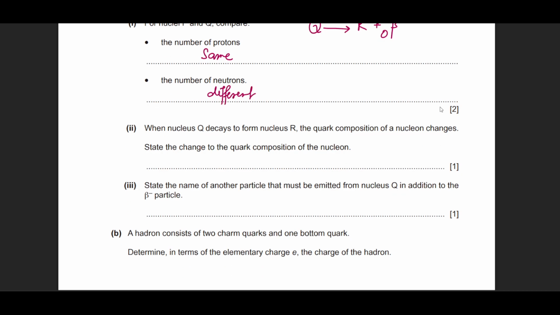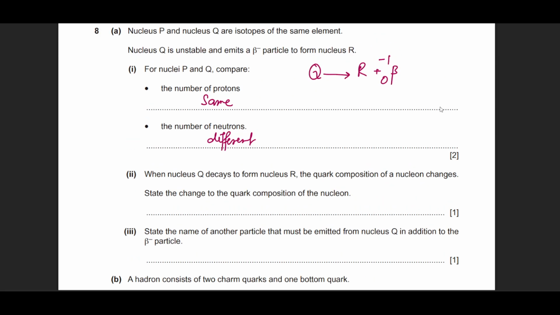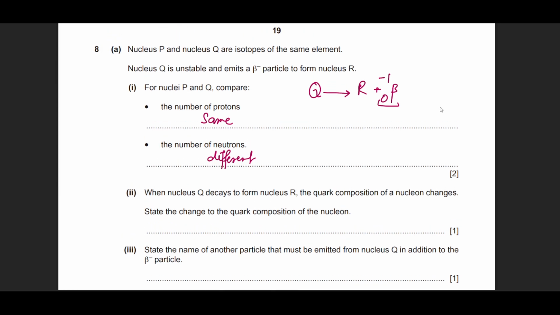Number of neutrons are different or dissimilar. He says the change in quark composition. You see, this is coming from memory. What happens is that a neutron changes to a proton. So neutron is 1 0, this is 1 1, and this is beta minus, 0 minus 1. Okay. So what happens with the quark composition, you have to memorize this, is that this is going to be up, down, down, and this converts into up, up, down.